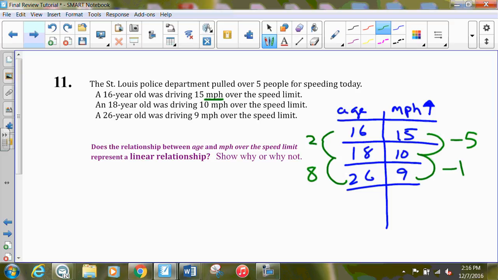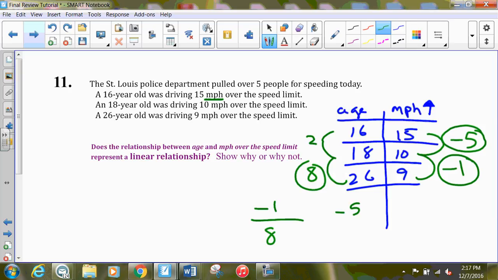I don't think so. If we did the rate of change, change in y would go on the top, over the change in x on the bottom, and then we'd have to do it again. Do you think that -1/8 is the same as -5/2? No. And if you're not sure, you could always put -1/8 in your calculator and change it to a decimal, and put -5/2 in your calculator and change it to a decimal, and then compare the decimals. But no. -1/8 is not equal to -5/2. So that means that no, it doesn't represent a linear relationship.